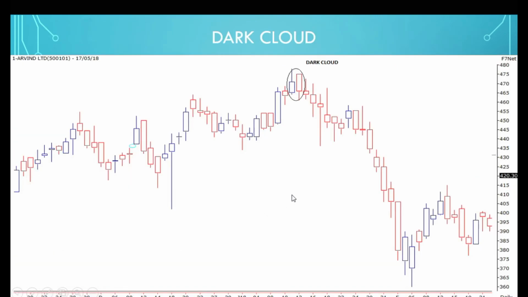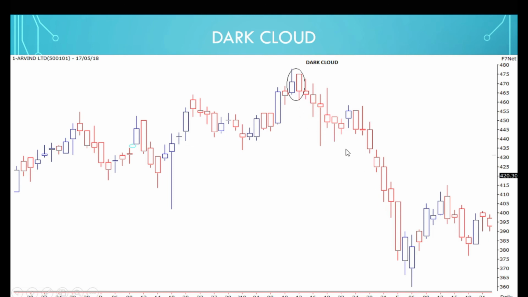Alright, this is the daily chart of Arvind Limited, and as you can see, there is an uptrend. You can see the uptrend going here, and then we see a white body. And this was the closing. Then the price opened higher and started moving downwards and closed below the 50% mark of the previous body, resulting in a dark cloud pattern. It is very significant as the probability becomes very high because it closed below the 50% mark of the previous body.